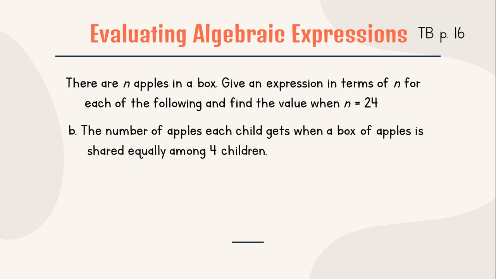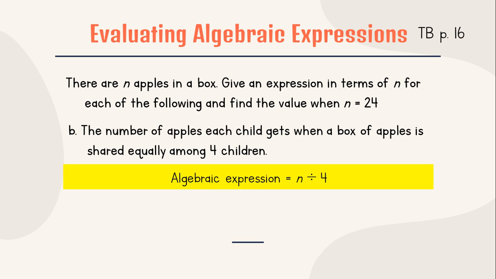B. The number of apples each child gets when a box of apples is shared equally among 4 children. So the number of apples each child gets means division. But first, we need the algebraic expression. So n divided by 4, right? Because it is shared. N divided by 4. Why not 4 divided by n? How do we know that n is divided by 4? Look at here. The number of apples each child gets when a box of apples is shared. Of course, the apples are the ones that we will share, not the children.